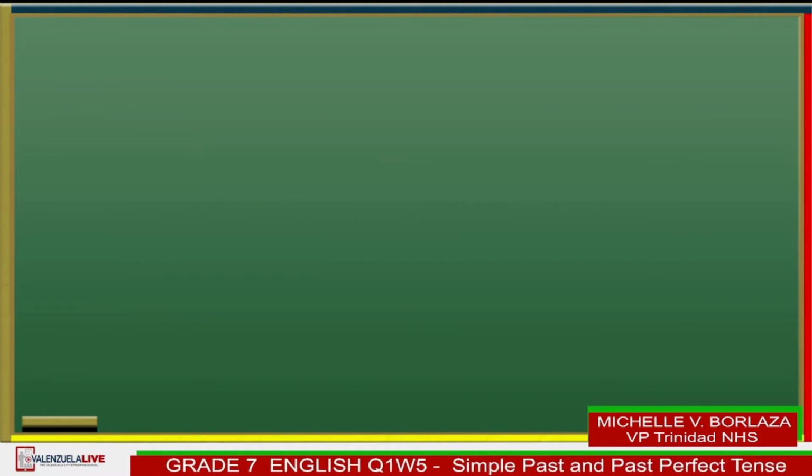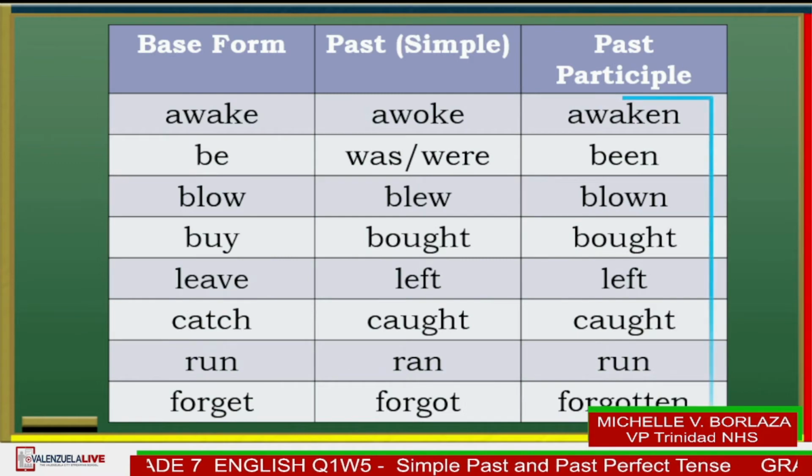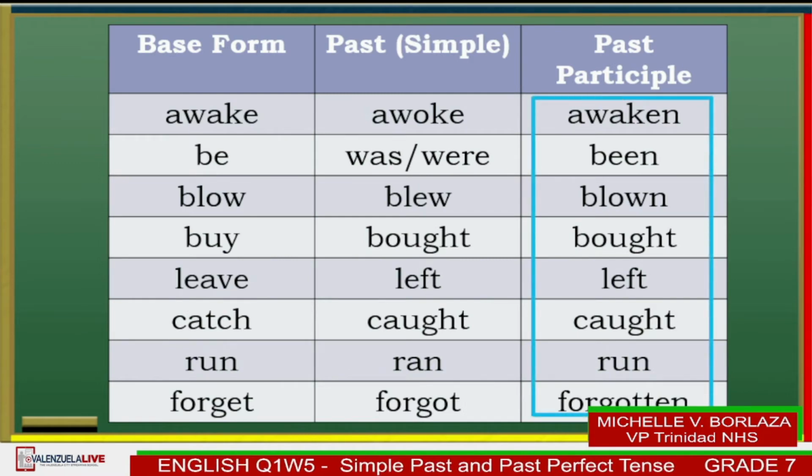Here are some examples of irregular verbs with their past participle. We have awake, be, blow, buy, leave, catch, run, and forget. Their past participles are awaken, been, blown, bought, left, caught, run, and forgotten. Observe that the past participle has a different form from the past tense.